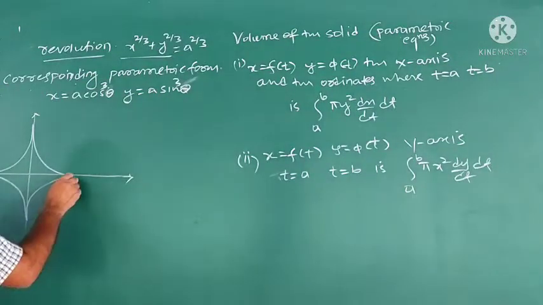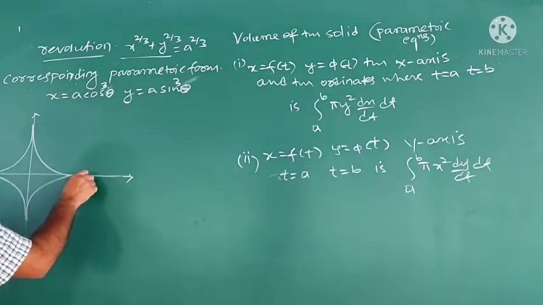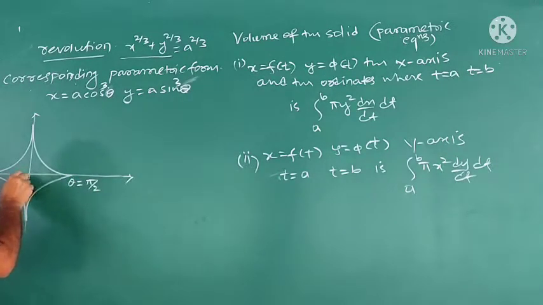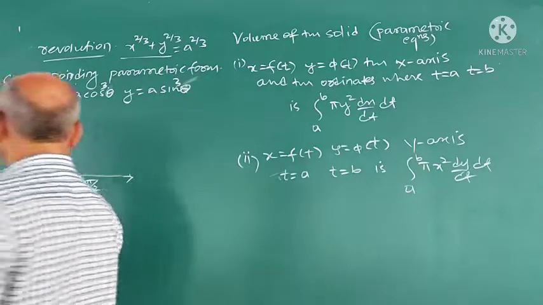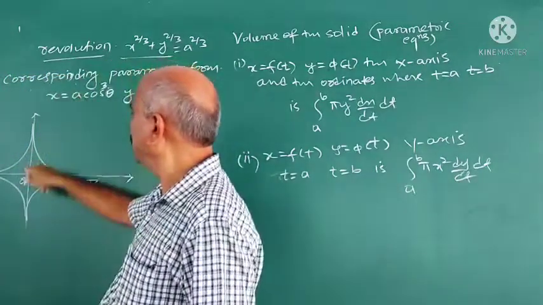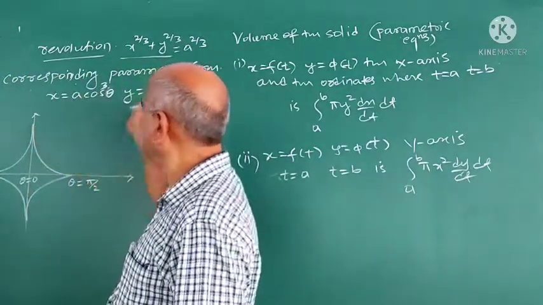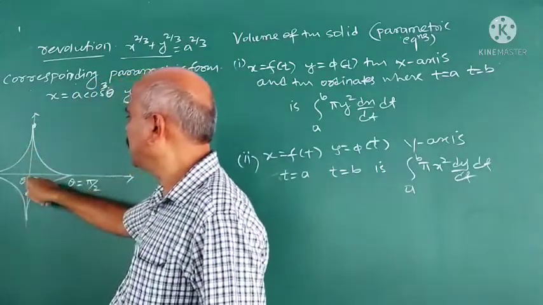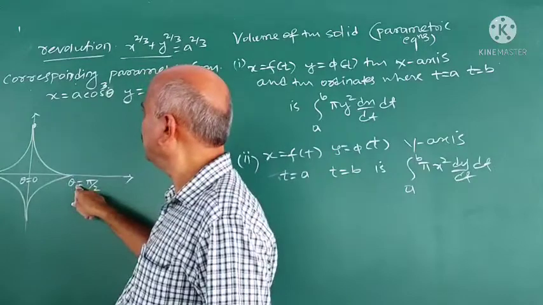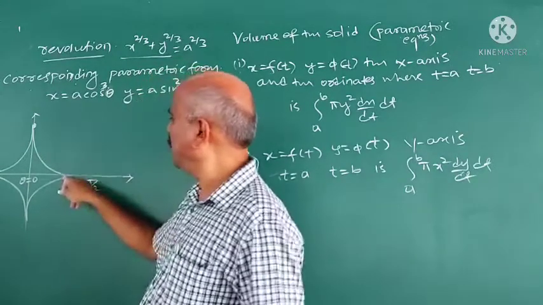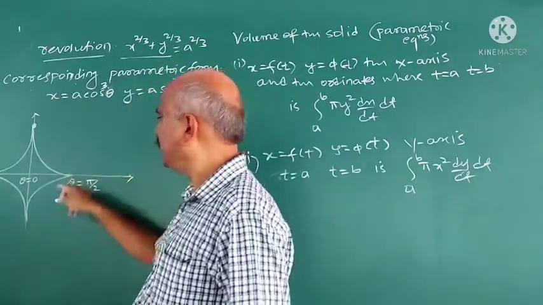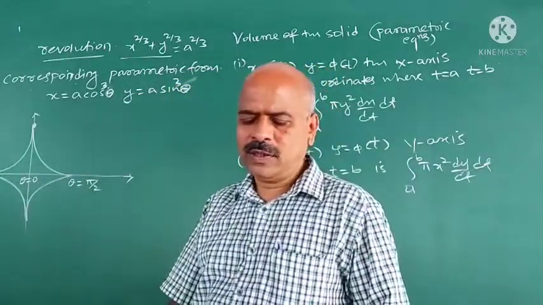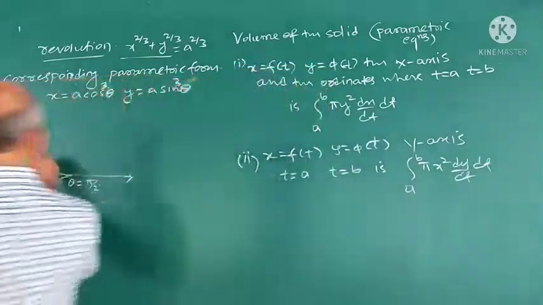What are the parameters? This is theta is pi by 2 and this is theta is equal to 0. Because when theta is 0, you will get x is a, y is 0. This is the point corresponding to theta is 0. And this is theta is pi by 2. What are the parameters corresponding to these 2 points? 0 and pi by 2. We take only this one.